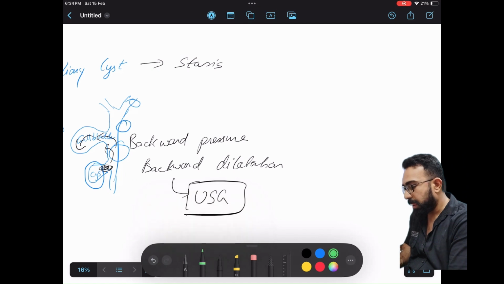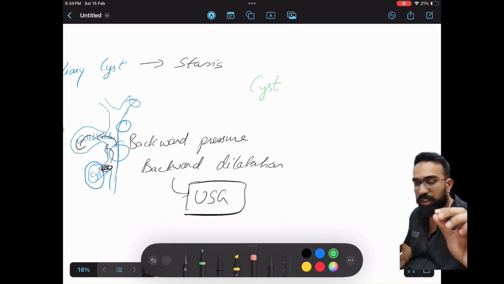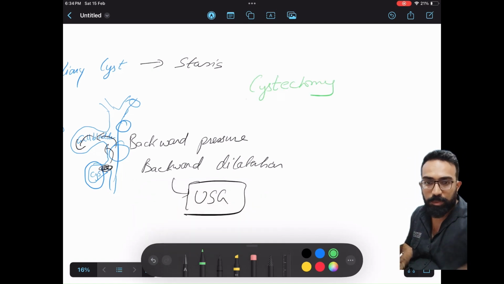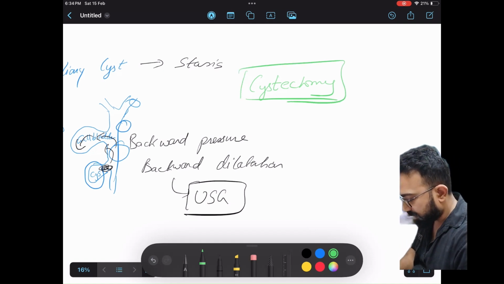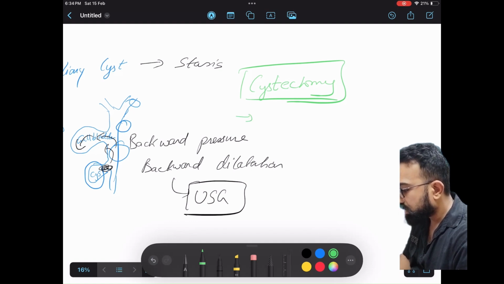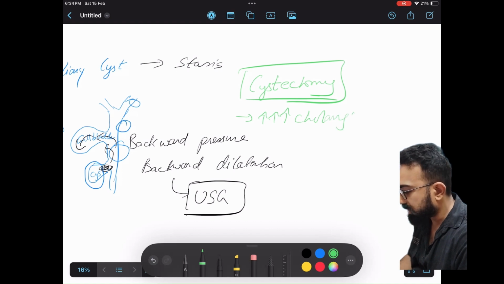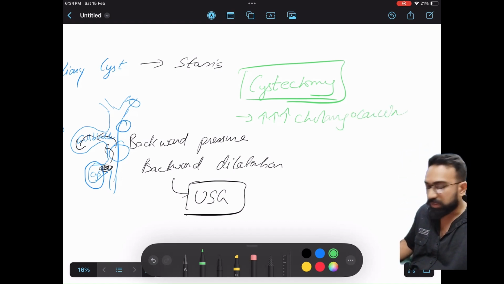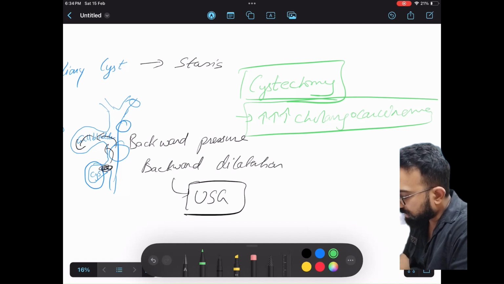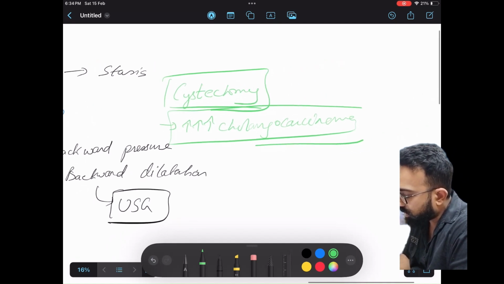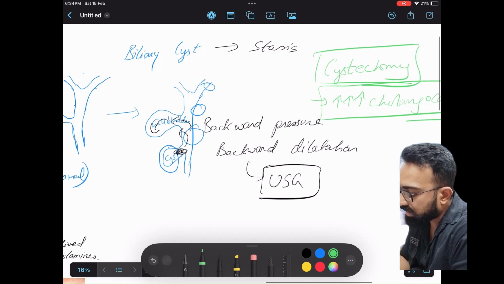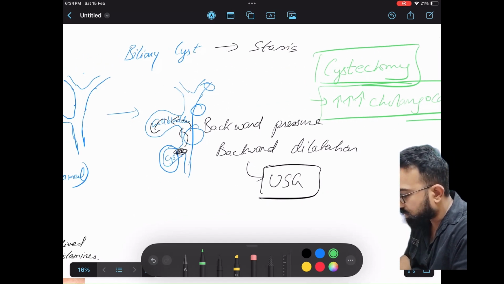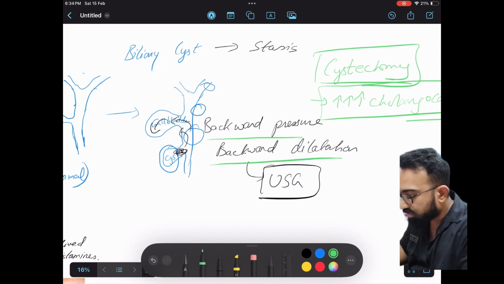Now, if we see a biliary cyst, it is a problem. We need to remove it with a cystectomy. Why do we need to remove the cyst? We need to remove the cyst because it increases the risk of cholangiocarcinoma. There is an increased risk of carcinoma, so you need to remove the cyst.